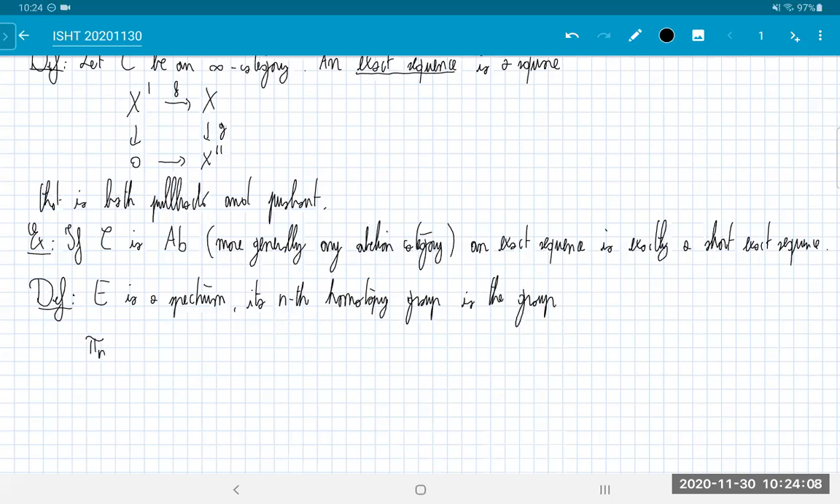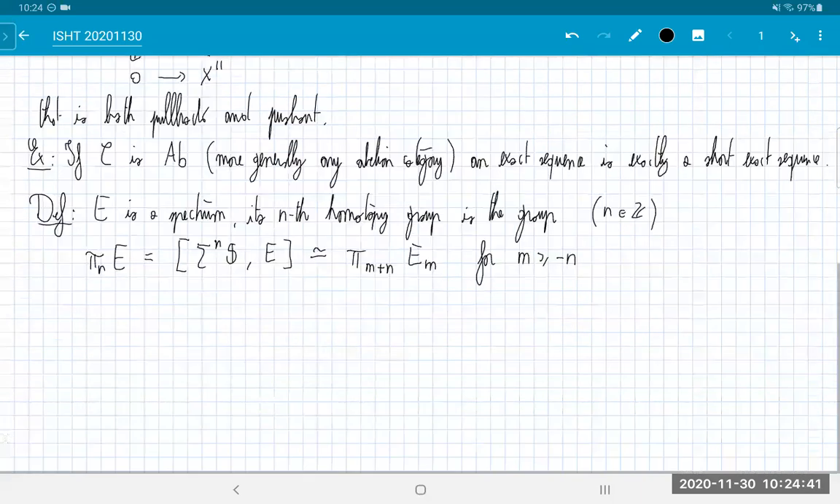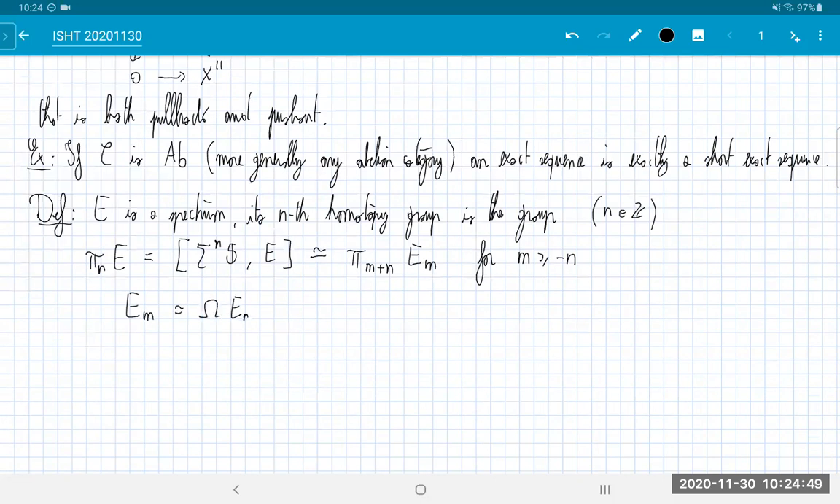pi n, and n is any integer, n can also be negative. Sorry, this is important. So pi n of E is homotopy classes from the nth suspension of the sphere spectrum into E, or equivalently pi_{m+n} E_m for m greater or equal than minus n. That's because it's independent of m, because as you know, E_m is just omega E_{m+1}. Therefore, pi_{m+n} E_m is pi_{m+n} omega E_{m+1}, which is pi_{m+1+n} E_{m+1}. So this is actually well defined.